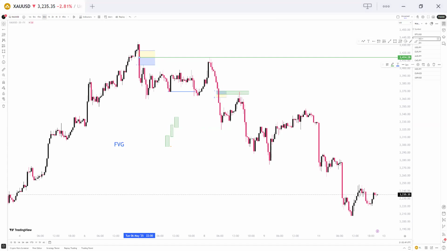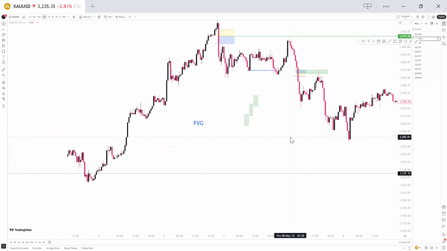Breaker block is also a POI. Okay, mitigated block is failed order block. Breaker block, before, I'll look for an example of that one now. Just use these three. These three, they are best. Those breaker blocks, they don't usually play out most of the time.